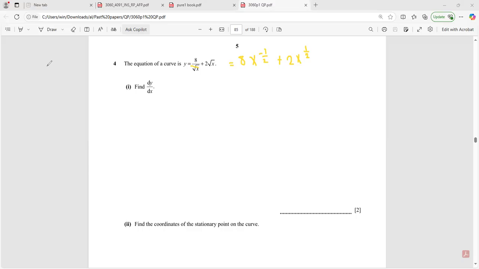And now we can differentiate, get dy over dx. So dy over dx will be equal to, we are going to multiply this power by the 8. So 8 multiplied by negative half, which is negative 4. And subtract 1 from the power. So negative half minus 1, which is negative 3 over 2.